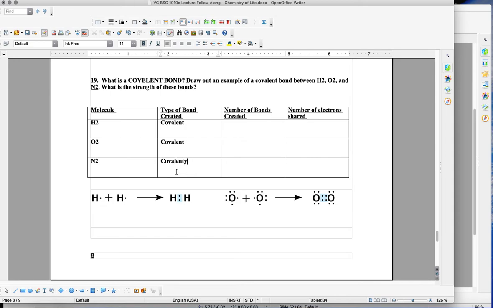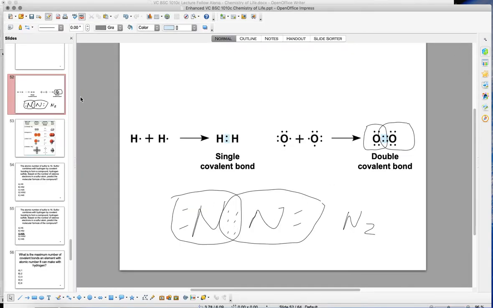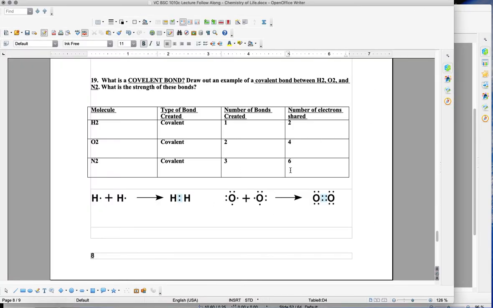So covalent. Number of bonds created here would be 1. This would be 2 bonds, and this would be 3 bonds. And then number of electrons shared. Remember, between each bond, you share 2 electrons. So here they're sharing 2, here they're sharing 4, and here they're sharing 6. Okay, because look, here they're sharing 2 electrons, 1 bond. 4 electrons, 2 bonds. 6 electrons, 3 bonds. Okay, so hopefully you saw that.